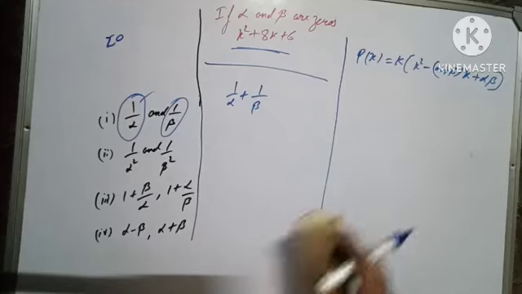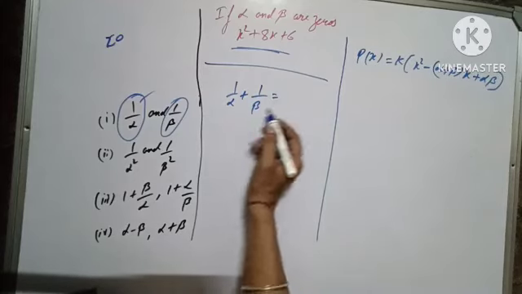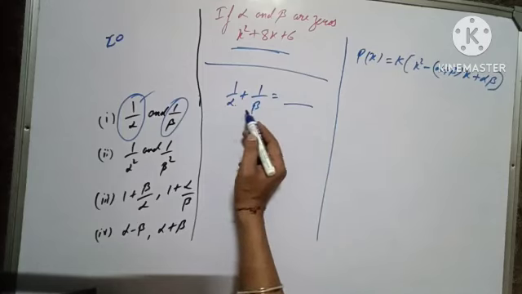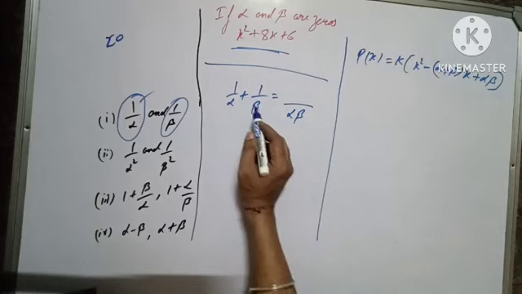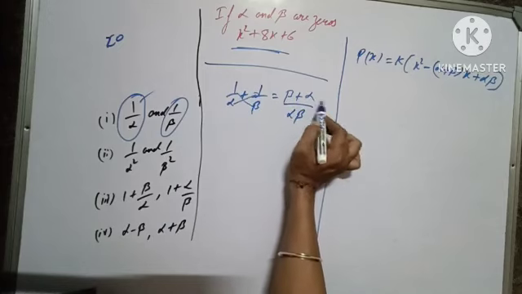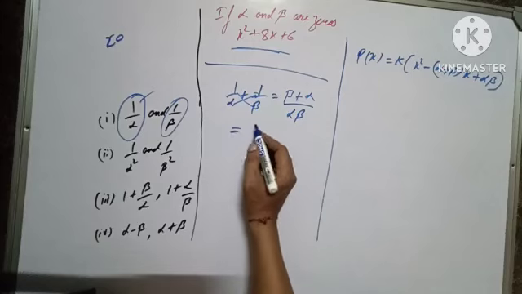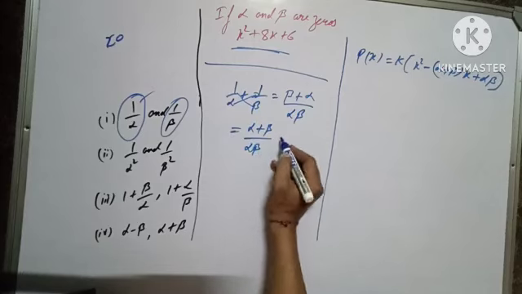Let us find the sum of zeros. If we add, the LCM is alpha beta, so we get the numerator as beta into 1 is beta plus alpha into 1 is alpha. So the numerator is alpha plus beta, over alpha beta.